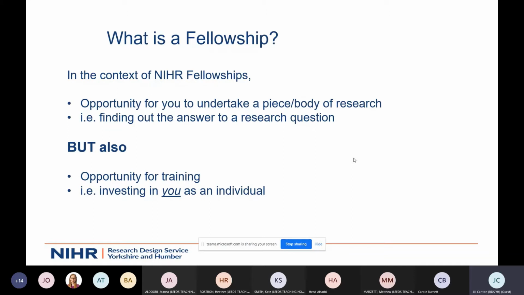So yes, the NIHR really would like you to find out an answer to your research question, but they're also really wanting to develop you as an individual because they see the potential of you as a future leader.